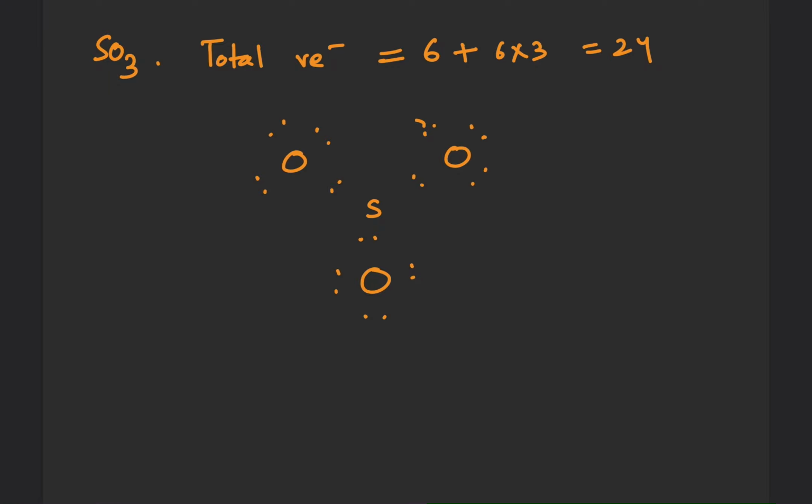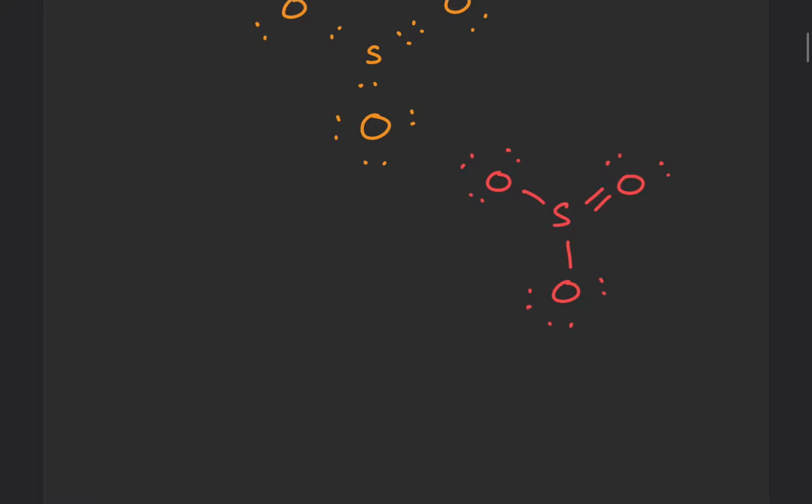So I will shift any one lone pair to make a multiple bond or a double bond. Showing bond pairs of electrons as lines, I will ultimately have S double bond O, single bond O, single bond O. So this is the electron dot structure of SO3. So S has 8 electrons around it, therefore it obeys the octet rule.